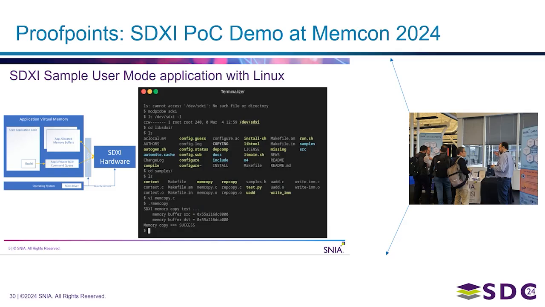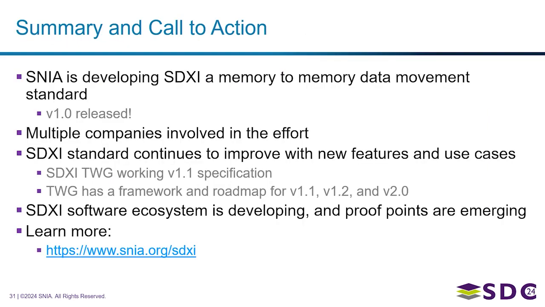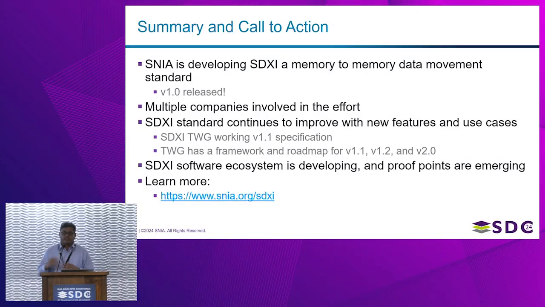As far as proof points go, this was shown at MemCon earlier this year. This is an example of a prototype implementation that one of the member companies displayed. So in summary, we're doing this data movement standard. 1.0 is already released, and we have multiple companies involved in the effort.